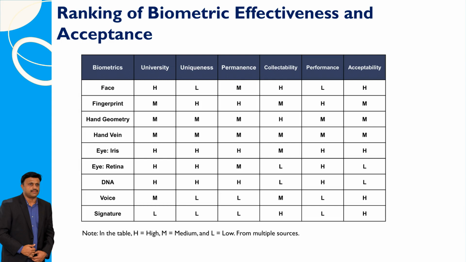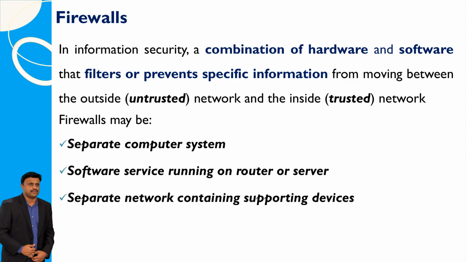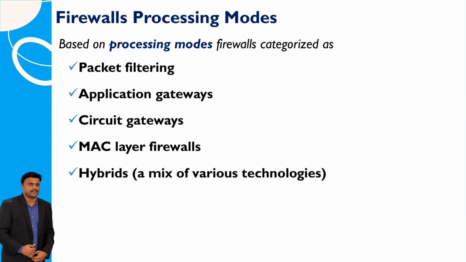A compilation of biometric effectiveness and acceptance ranks from various sources is provided in the table, where ratings are denoted by H for high, M for medium, and L for low. Firewalls in information security encompass both hardware and software components designed to filter or block specific data transmission between external, untrusted, and internal, trusted, networks. They can manifest as distinct computer systems, software services operating on routers or servers, or as separate networks equipped with supporting devices. Firewalls are categorized based on their processing modes, which include packet filtering, application gateways, circuit gateways, MAC layer firewalls, and hybrids, which combine various technologies.